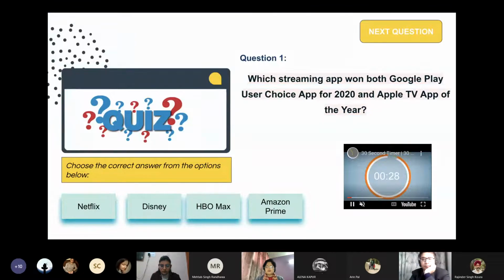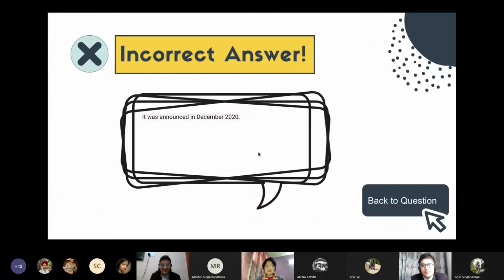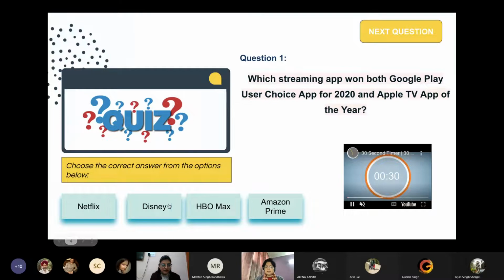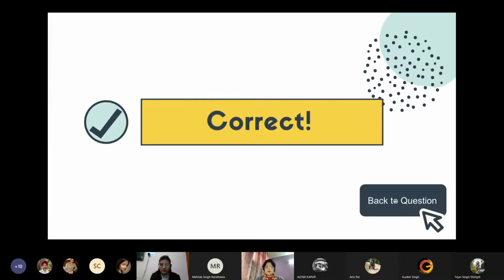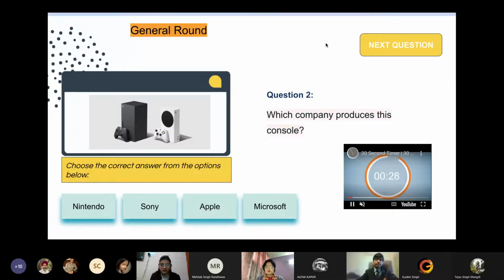Team A, this is your direct, and your time starts now. Which streaming app won both Google Play User Choice App for 2020 and Apple TV App of the Year? Your options are Netflix, Disney, HBO Max, Amazon Prime. Can we discuss? Yes, you may, but you have to answer before it gets to zero. Tejas, what are you thinking? I think Netflix. We'll go with Netflix. Netflix is an incorrect answer. It was announced in December 2020 and the correct answer is Disney. So Team A doesn't score any point.